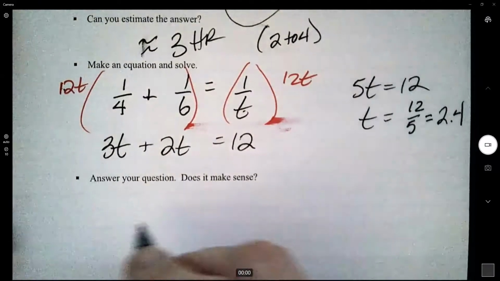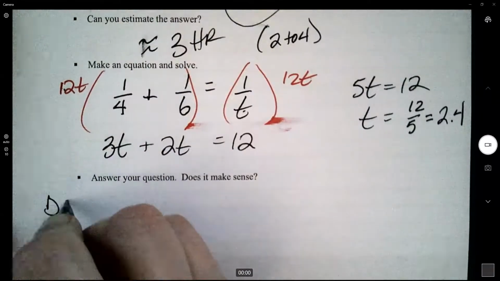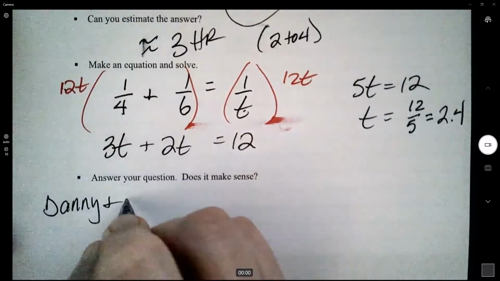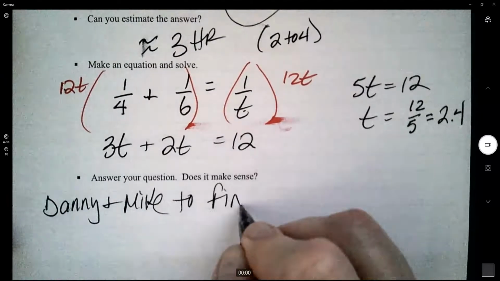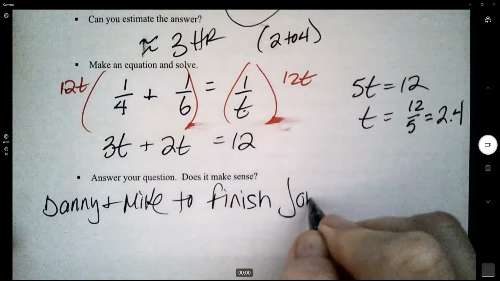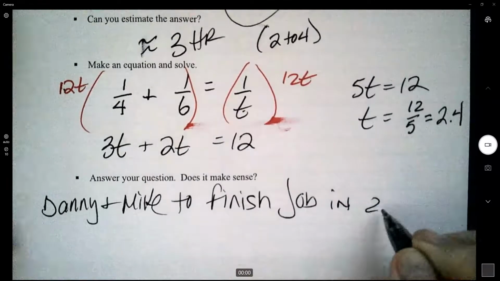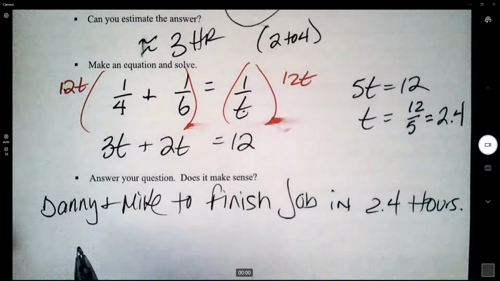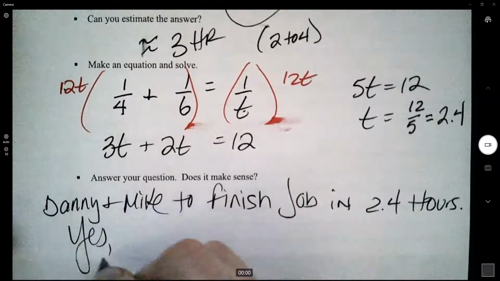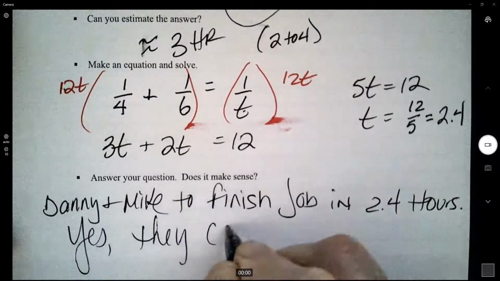So to answer this question, in order for Danny and Mike to weed the garden, they can finish the job in 2.4 hours. So yes, they can make the tee time.